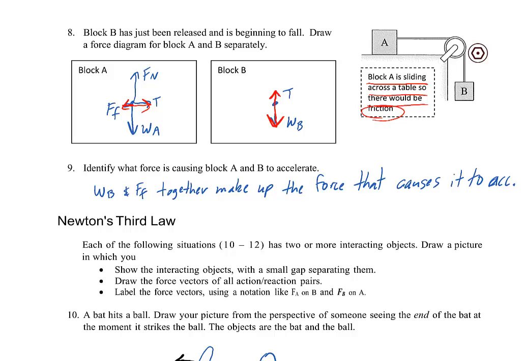So make sure that you have your tension greater than your friction, and in this case that you have your weight B greater than your tension. And of course, normal force and weight A should look the same.